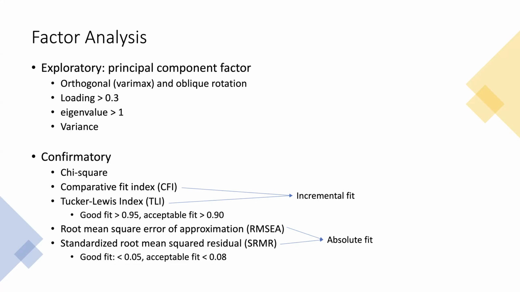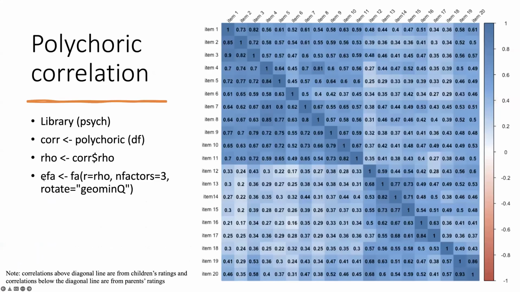So when I did my exploratory factor analysis, this is the code for that. It's still the same library, and you have EFA for exploratory factor analysis. And you say factor analysis, R is the rho that you got from the polychoric correlation.